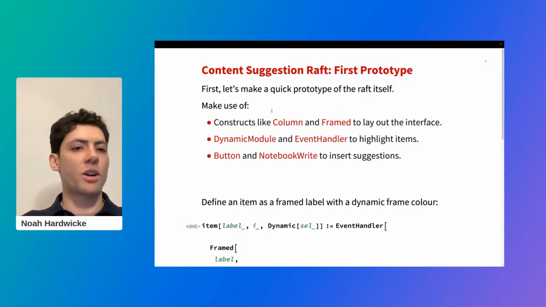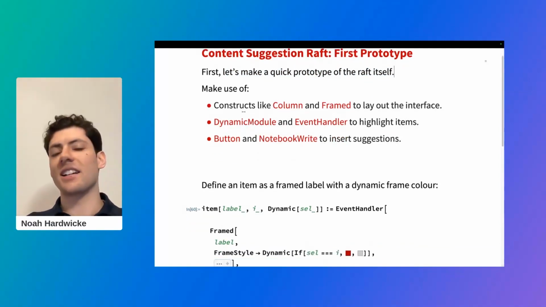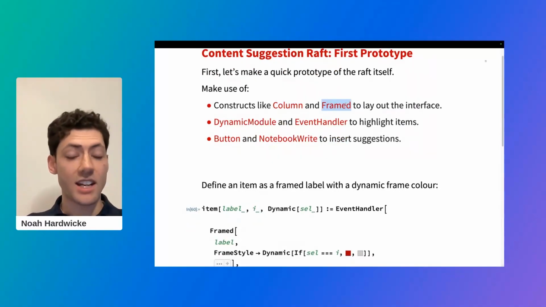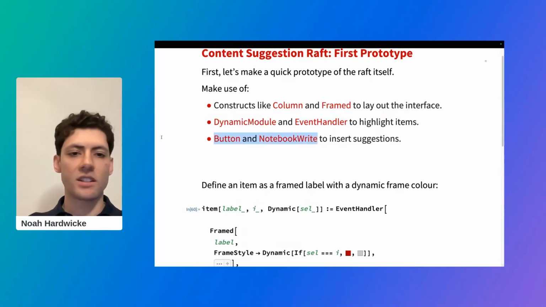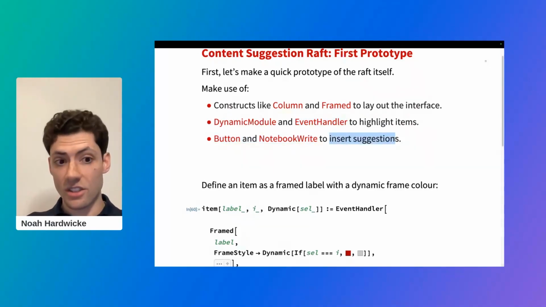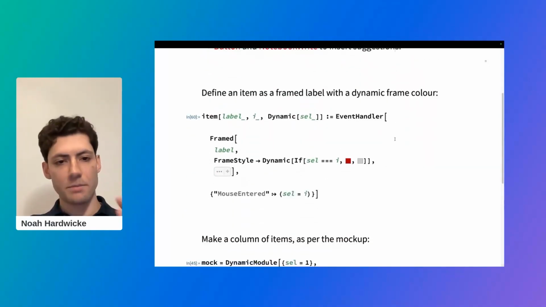So it's the usual front-end suspects. We're going to use things like column, frame and grid to lay the thing out. We want it to have some dynamic capability, so we're going to use things like DynamicModule and EventHandler to track user interactions, and then we'll use Button and NotebookWrite to actually insert the suggestions. So let's build this up.